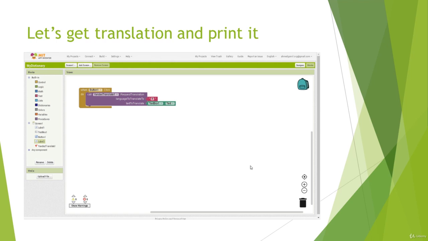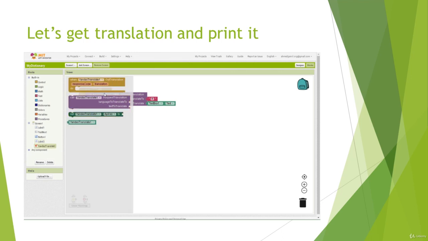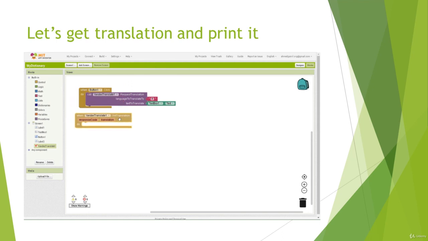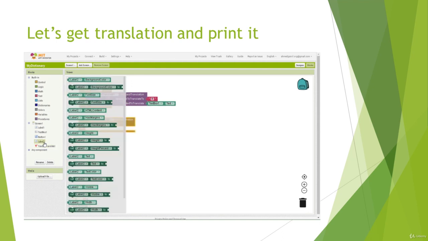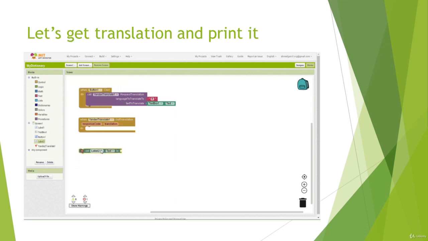Also, in the text we will add the language that needs to be translated to. Here, we will add the language code FR for French. Then, we need to select Yandex Translate again. Then we will select another event called GotTranslation. This event will fire when the Yandex Translate completes the translation action.